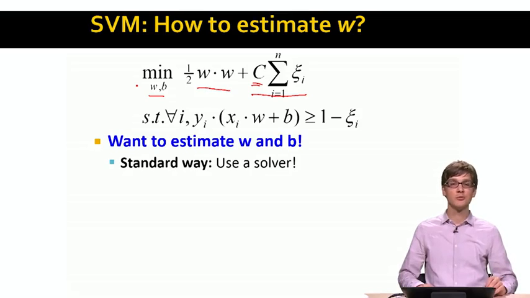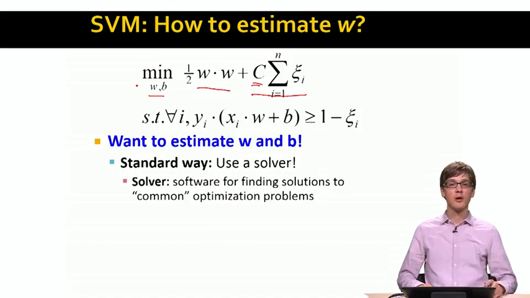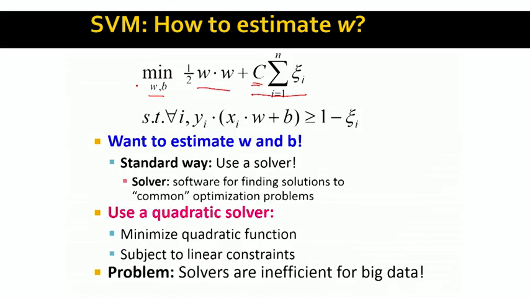A standard way to do this would be to use a solver. A solver is nothing else than a mathematical package or a piece of mathematical software where we write down the structure of our optimization problem, and the software is able to solve it for us. Our optimization problem requires a quadratic solver. Why? Because here W is multiplied with itself, which means this is a quadratic objective function. So we would need software that solves quadratic optimization problems, and this software is called a quadratic solver.